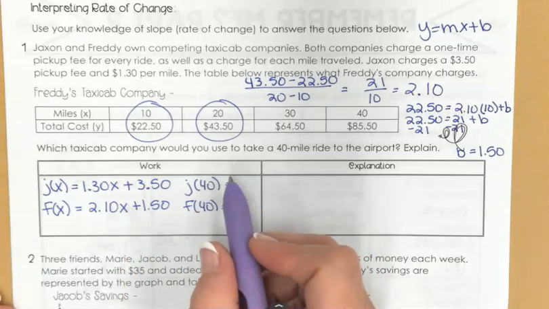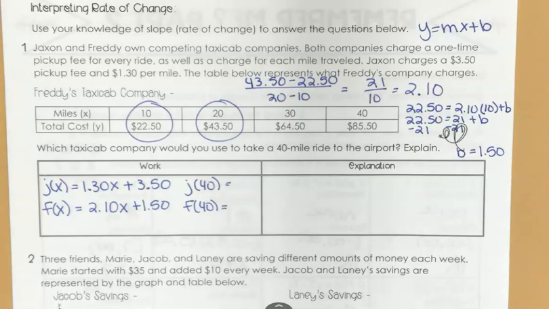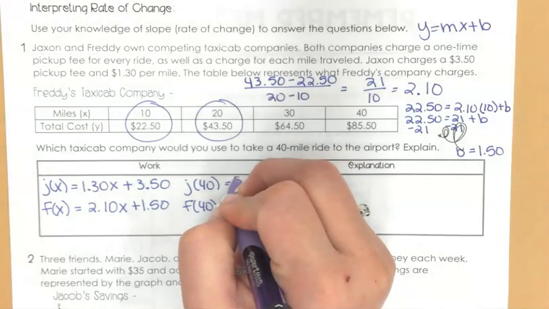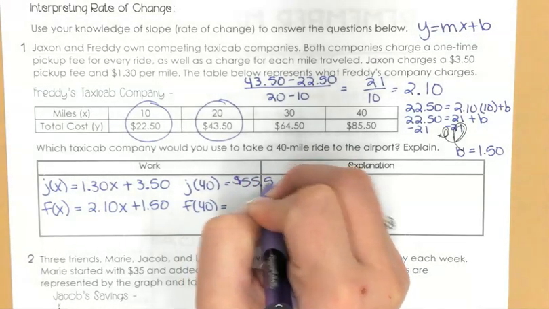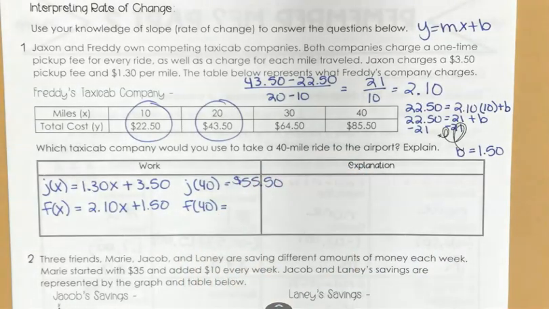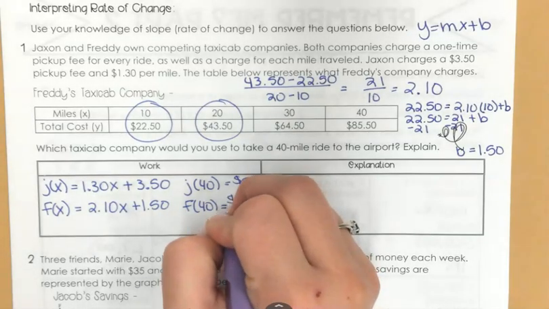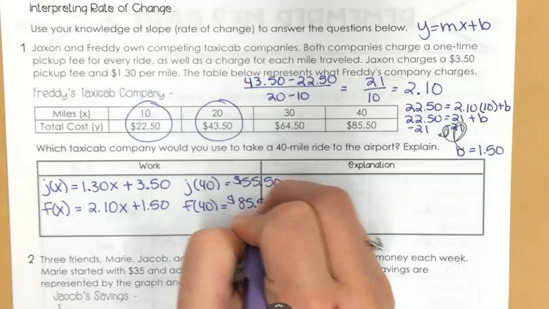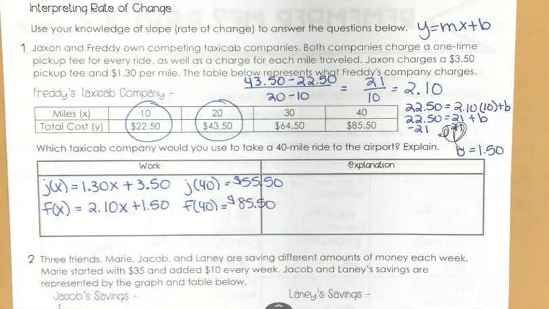So you would plug in both of those into your function. So $1.30 times 40 plus the $3.50 pickup fee. It's going to be $55.50 for Jackson to take me to the airport, or $85.50 for Freddie to take me to the airport.